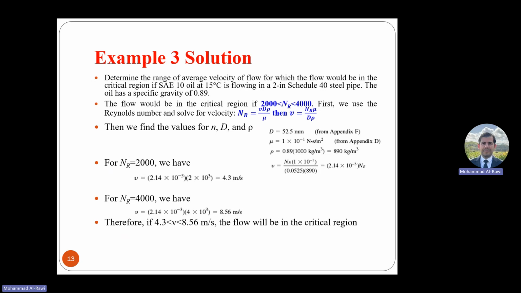So this is kind of showing you, you can see it in the graph when we present the Moody chart, the range of the velocity in the transition. So it should be bigger than 4.3 meters per second and less than 8.56 meters per second, because as I say, in many textbooks, they assume the 2000 is within the laminar and the 4000 is within the turbulent regime.